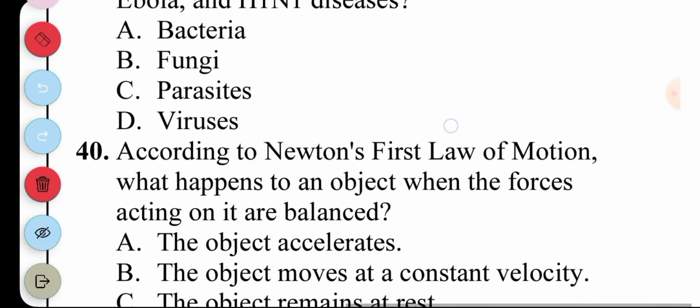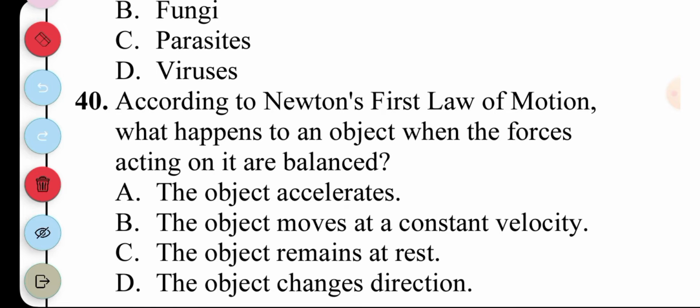40. According to Newton's first law of motion, what happens to an object when the forces acting on it are balanced? A. The object accelerates. B. The object moves at a constant velocity. C. The object remains at rest. D. The object changes direction. The answer to question 40 is B. Object moves at a constant velocity.